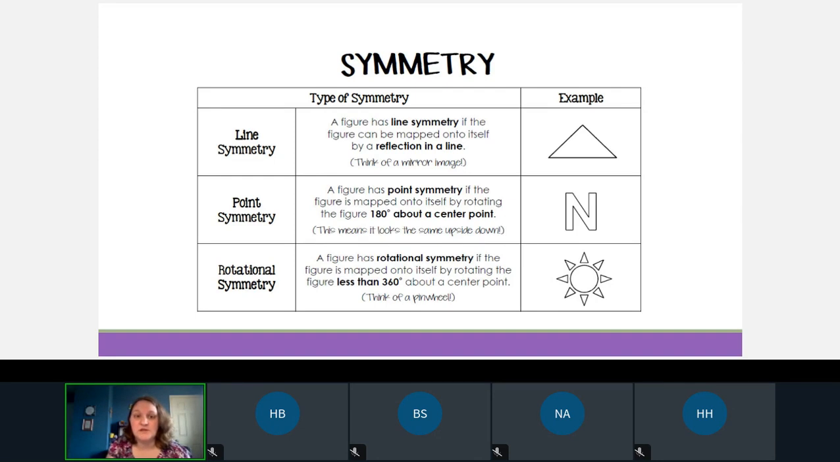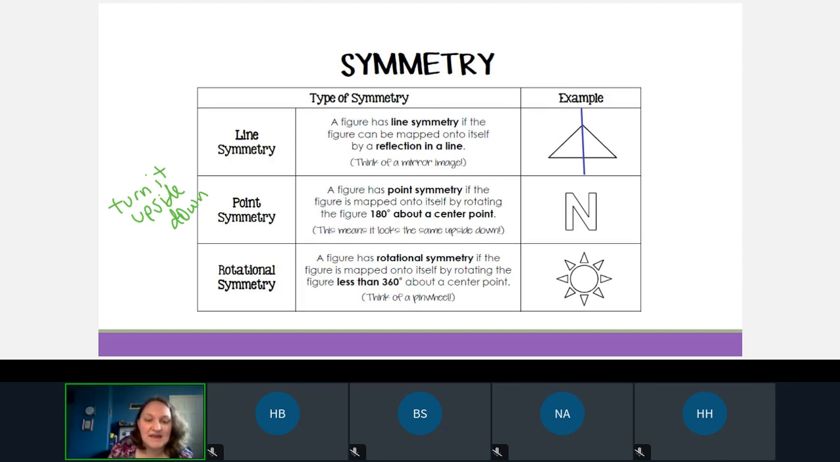So for my triangle here, if I could draw a line, that would be helpful. Let's try actual line. If I drew a line here, I could fold that triangle on that line and it would land exactly on top of itself. So if you can draw that line of reflection, we can say that it has line symmetry. Point symmetry is if you can rotate your figure exactly 180 degrees. That's a fancy way of saying you can turn it upside down. If you can turn it upside down and it looks exactly the same, then it has point symmetry.